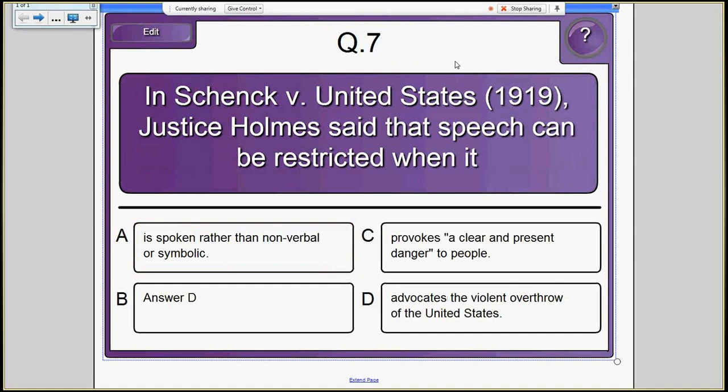Schenck versus United States. Justice Holmes said that speech can be restricted when it: A, is spoken rather than nonverbal; provokes a clear and present danger; or advocates the violent overthrow of the United States. The correct answer: provokes a clear and present danger to the people. This is another one where the date is important. You have a law passed during World War I in which it is a violation of federal law to try to infringe upon the federal government carrying out the duties it needs to carry out for World War I. So Schenck is protesting World War I. He's trying to stop people from signing up for the draft.